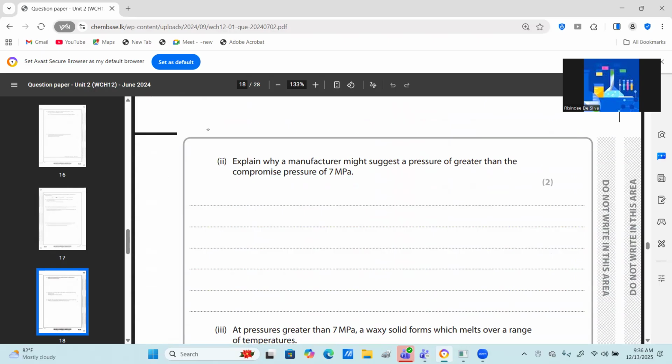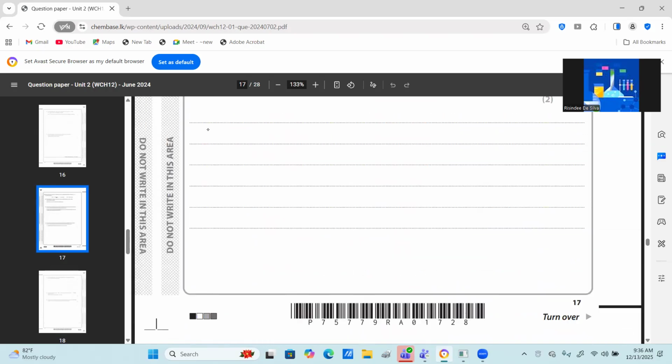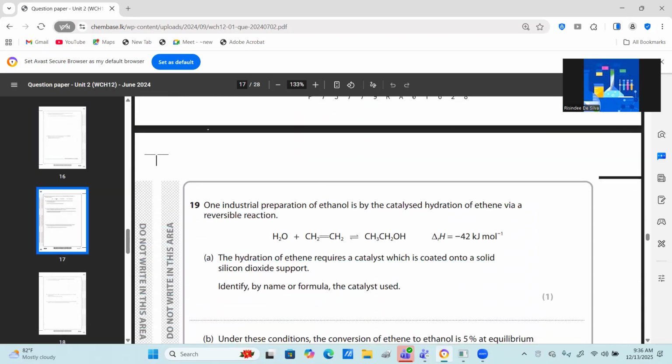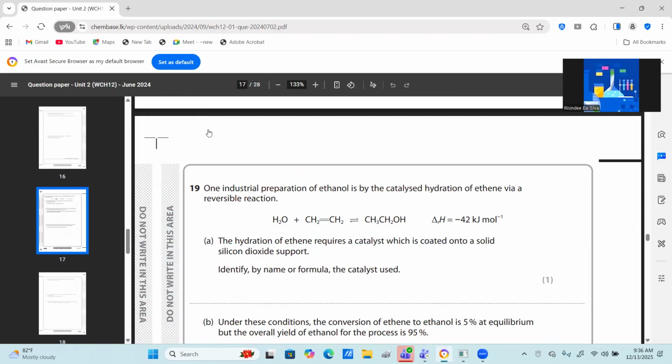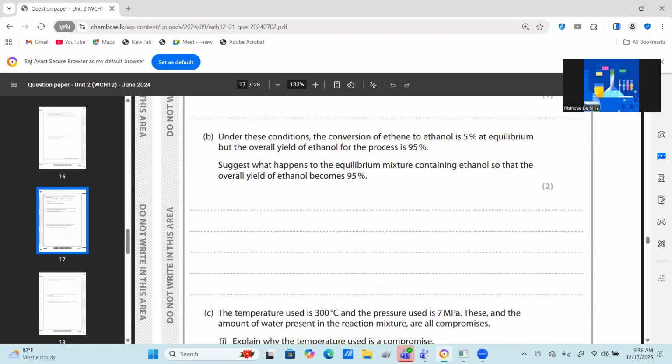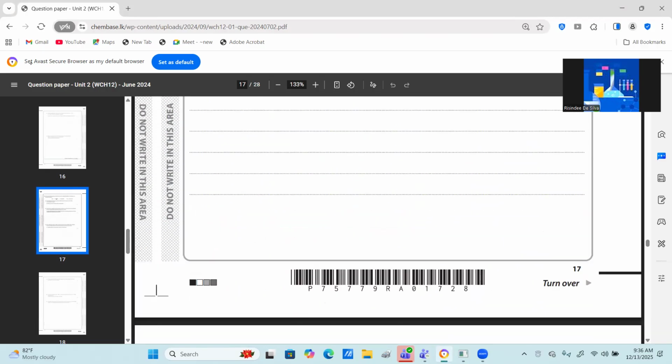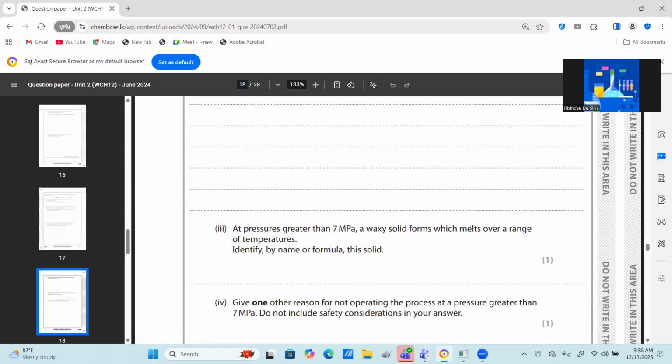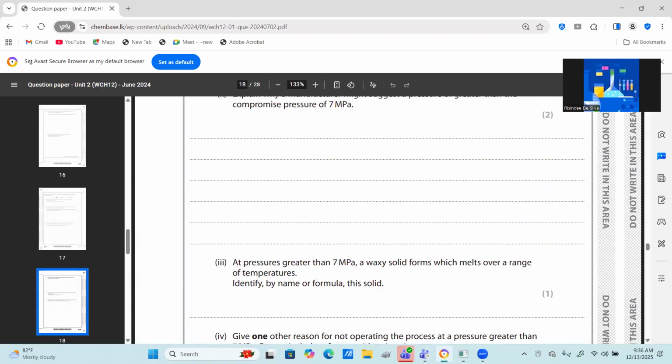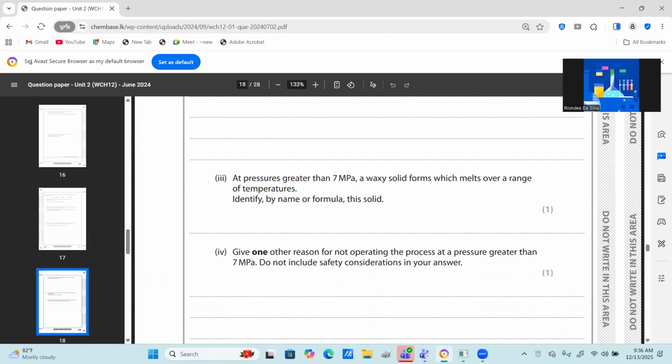Explain why a manufacturer might suggest a pressure of greater than the compromised pressure of 7 megapascal. So if you look at the reaction, children, we can see 2 moles are on the reactant side and only 1 mole on the product side. So when you increase the pressure, definitely more products will be formed. So that's the reason. So to mention, the equilibrium shifts giving a greater yield of ethanol if the pressure is increased, as there are fewer moles on the products, on the right hand side than the left hand side.